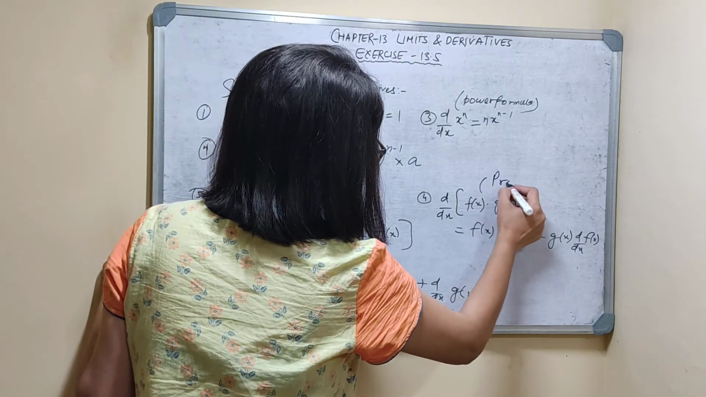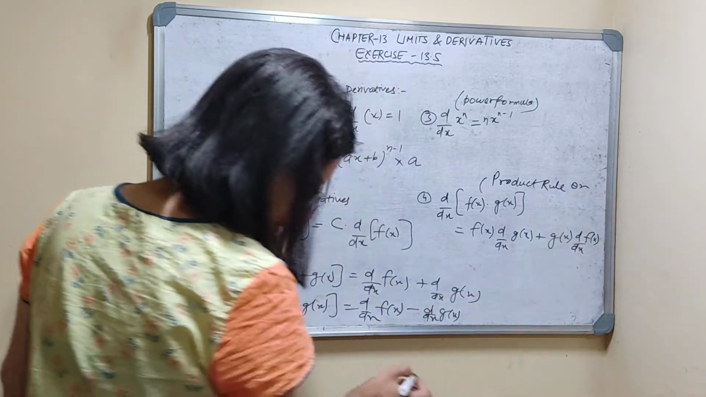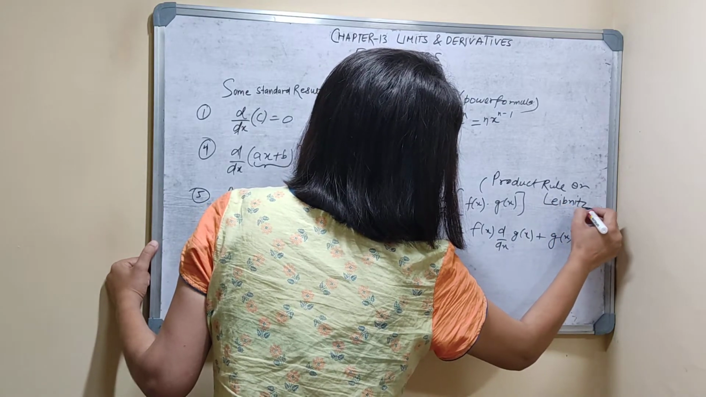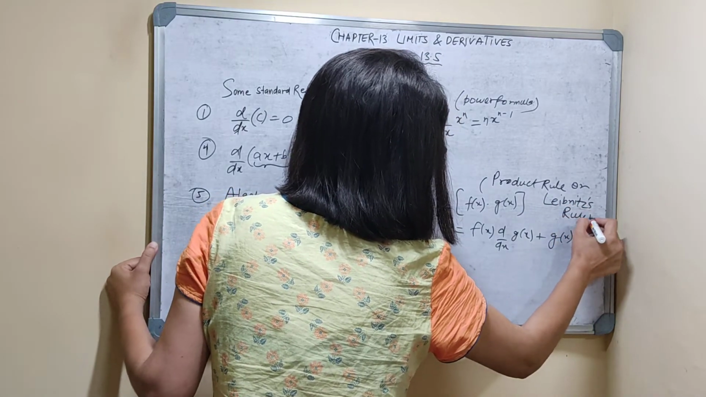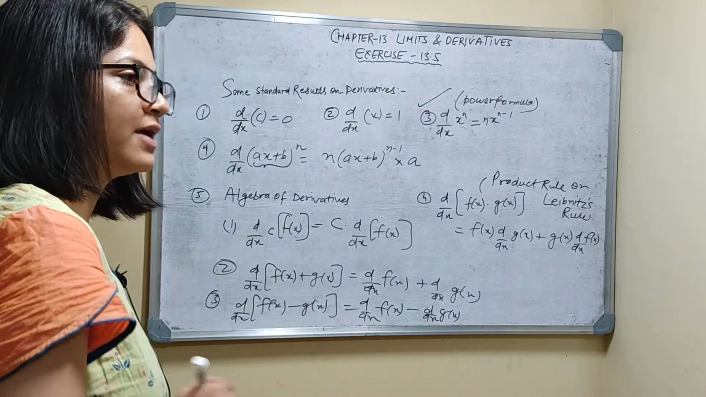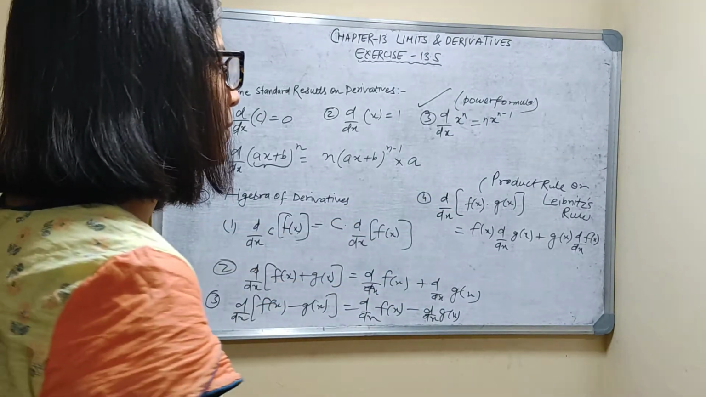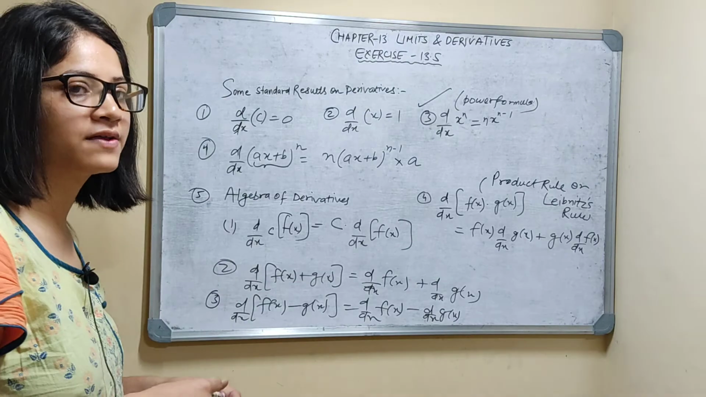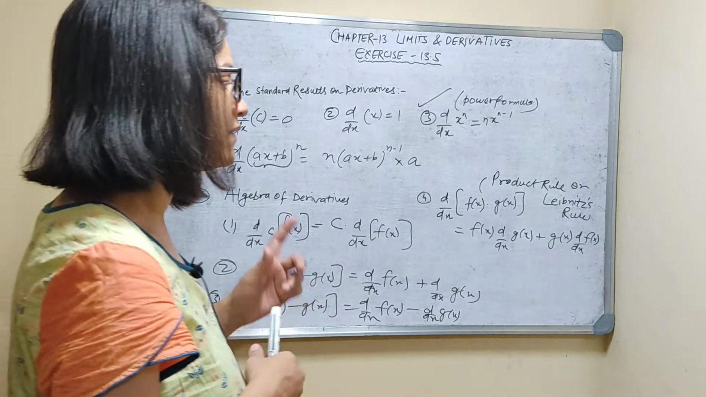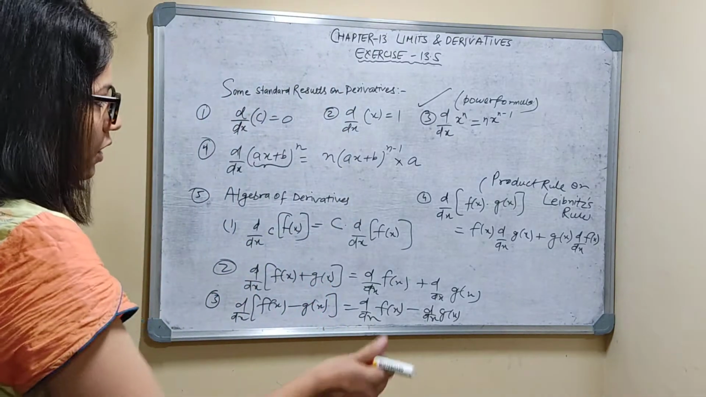What is this called? Product rule or Leibniz rule. Spelling: Leibniz rule. d by dx of x power n is equal to n x power n minus 1 is called the power formula. This is called the product rule or Leibniz rule. d by dx of f(x) into g(x) is f(x) d by dx of g(x) plus g(x) into d by dx of f(x).